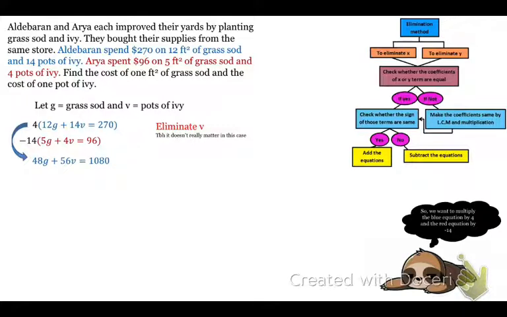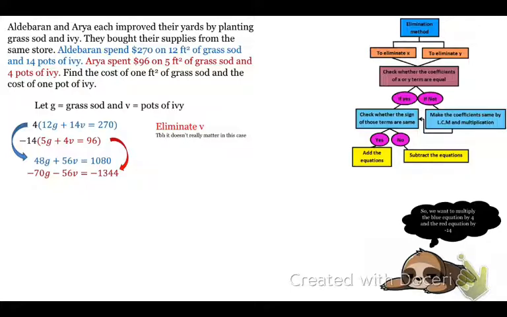For the top equation, I get 48G plus 56V equals 1,080. For the bottom equation, I get negative 70G minus 56V equals negative 1,344. And notice we got that 56 right there. Okay, we did that on purpose. That's why, because 4 times 14 is 56, and negative 14 times 4 is negative 56. So we wanted that 56 right there. So we got it, and now we can just add these together.